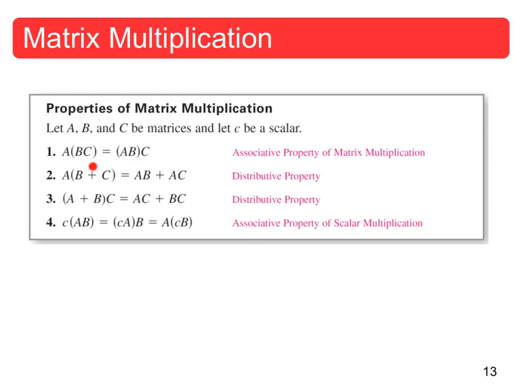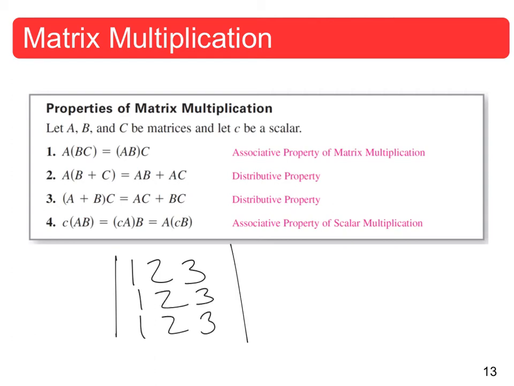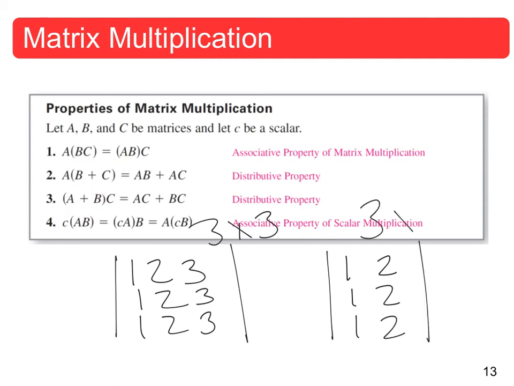So these are the properties that actually apply to matrix multiplication. We have our associative property, our distributive property, and we have our scalar multiplication. So when you're multiplying, the order does matter. So for instance, if I have, and I'm going to make up a matrix, 1, 2, 3, 1, 2, 3, 1, 2, 3, and so that's a 3 by 3. And I'm multiplying it to, let's say, a 3 by 2. 1, 2, 1, 2, 1, 2. This is a 3 by 2.